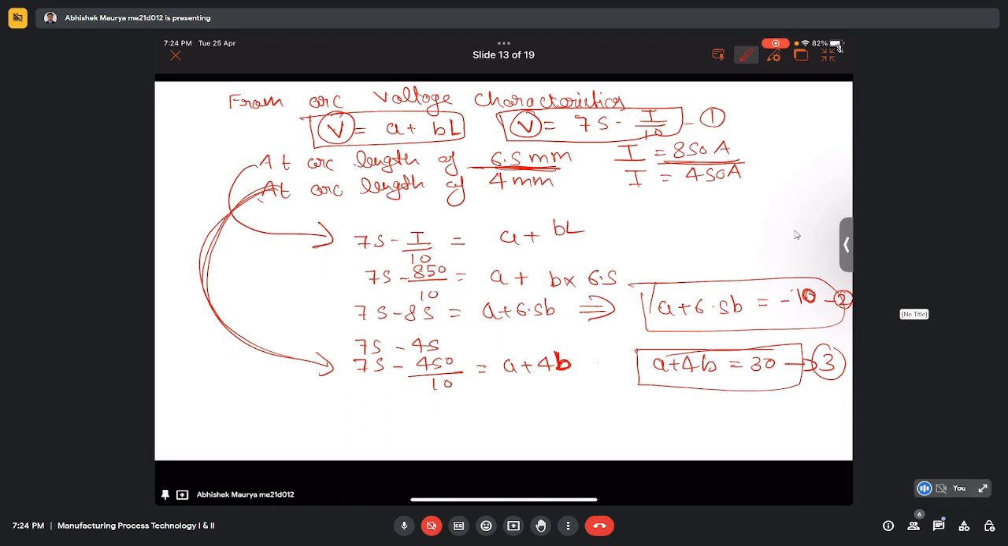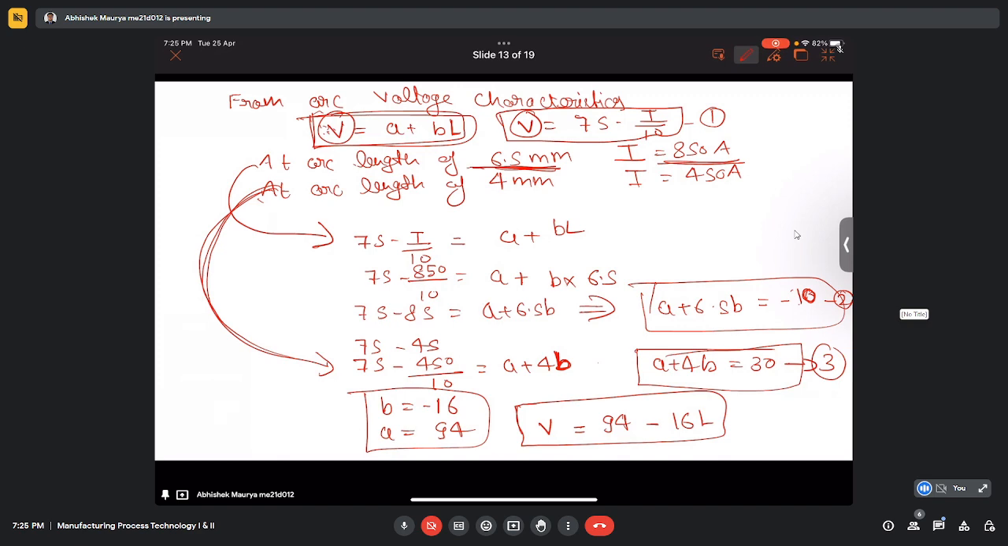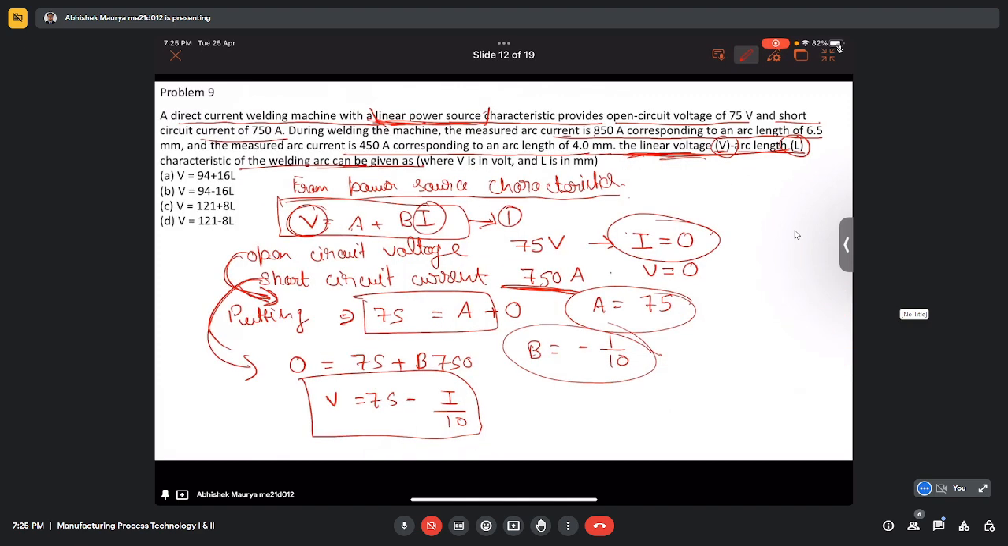So we have two relationships. One is A plus 6.5 B equals minus 10 and another is A plus 4 B is equal to 30. If you solve it, you will get B is equal to minus 16 and A is equal to 94. If you put A and B in this relationship, you will get the characteristics of the arc, the relationship between the arc voltage and arc length. It is given by V is equal to 94 minus 16 L. So which one was the correct answer? Yes, B.